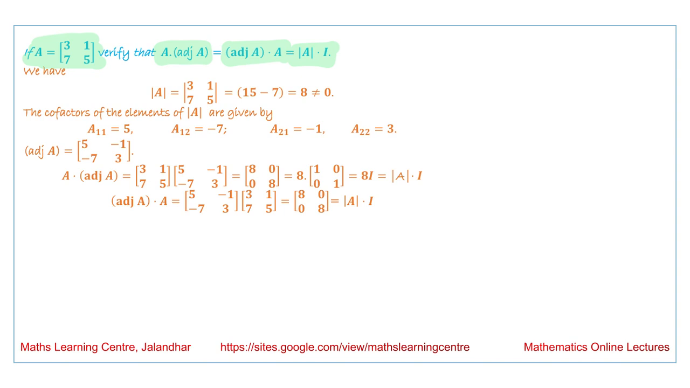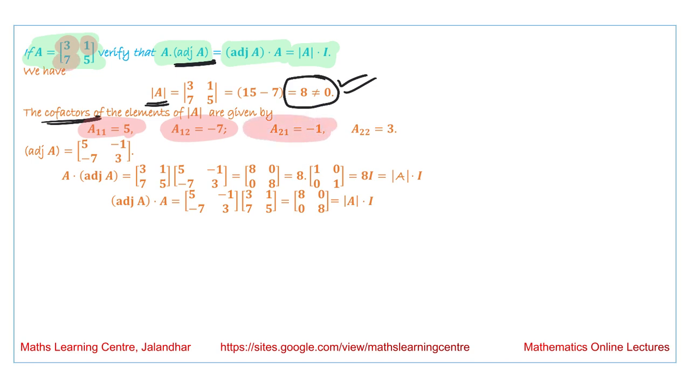First thing we are going to do is calculate the determinant of A. The determinant of A, we have calculated, is equal to 8. You know how to calculate the determinant of a 2 cross 2 matrix, so we obtain the answer 8. Now next we have to calculate the adjoint of A. To calculate the adjoint of A, we have calculated the cofactors. The cofactor corresponding to 3 is 5. The cofactor corresponding to 1 is -7.